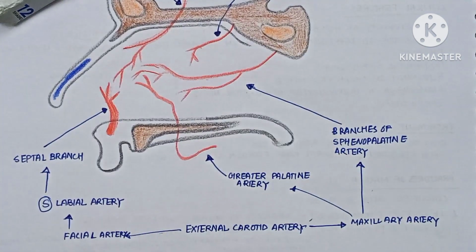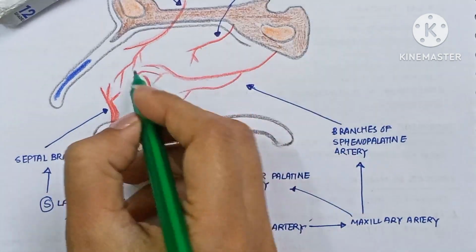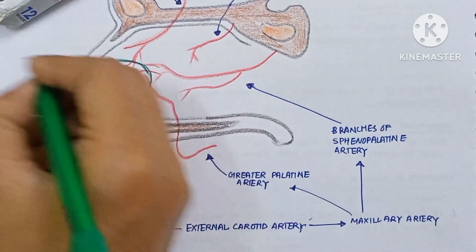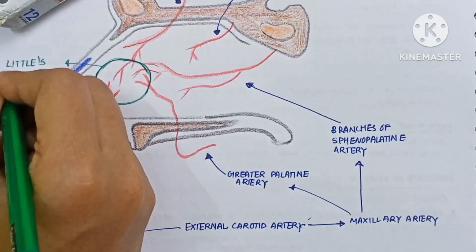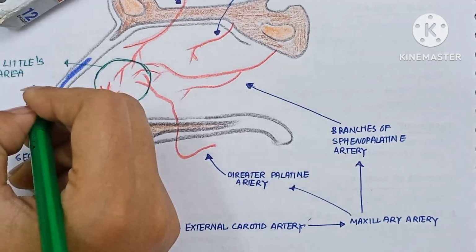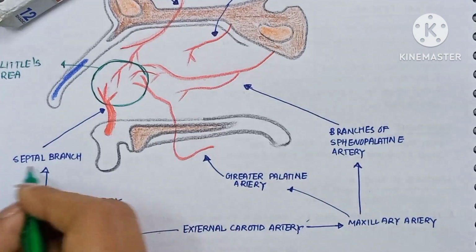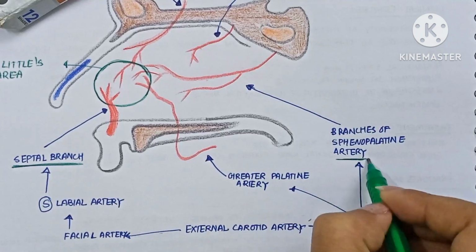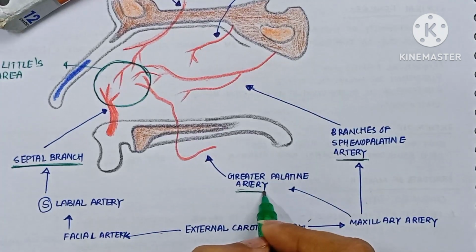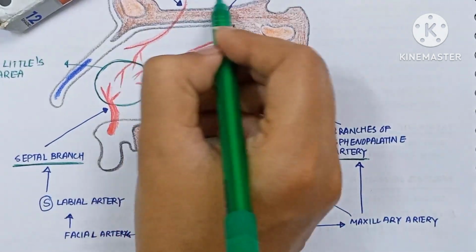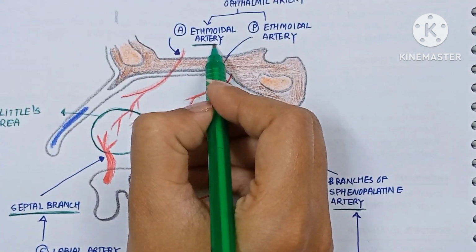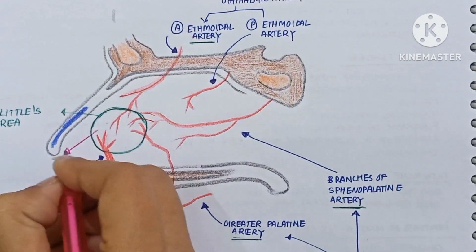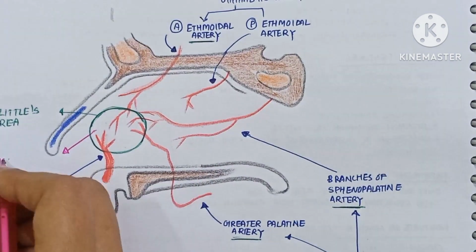One more important point is that the anterior-inferior part of the nasal septum, just above the vestibule, has an area known as Little's area, which contains four arteries: the septal branch of the superior labial, the sphenopalatine artery, the greater palatine artery, and the anterior ethmoidal artery, which anastomose here to form the vascular plexus known as Kiesselbach's plexus.